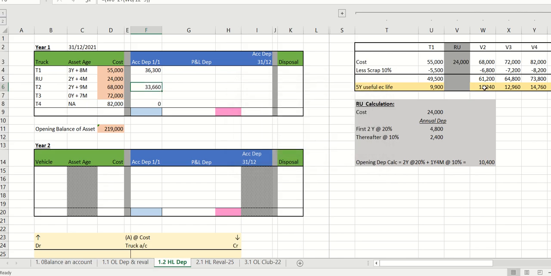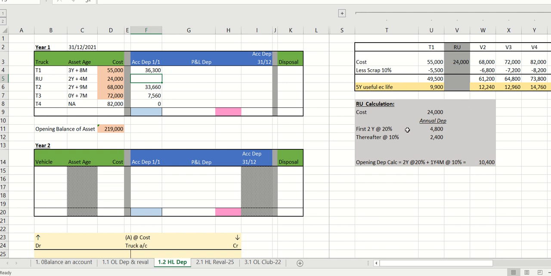33,660. So 2 years and 9 months. So 2 full years of 12,240 over here for vehicle 2 and then 9 months of it on top. Truck 3 is just going to be 7 months. So we have 12,960, 12 months divided by 12 and multiplied by 7. So 7 over the 12 months. So 7,560. Truck 4 has nothing because we didn't buy it until during the year, so there was no opening depreciation at the start of the year.